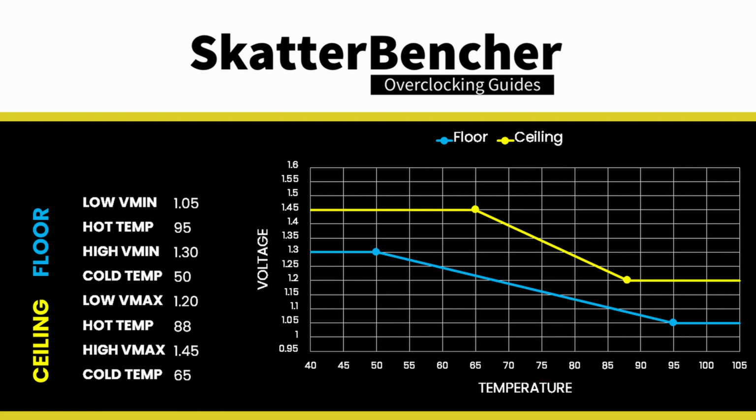Note that the scaling does not continue linearly, but the ceiling and floor are the upper and lower bounds of the voltage target. So 1.45 volt is the voltage ceiling at 65 degrees Celsius and below, and 1.2 volt is the voltage ceiling at 88 degrees Celsius and above. The same applies to the floor voltages. Moving these 4 configurable points will alter the voltage temperature scaling according to your needs.